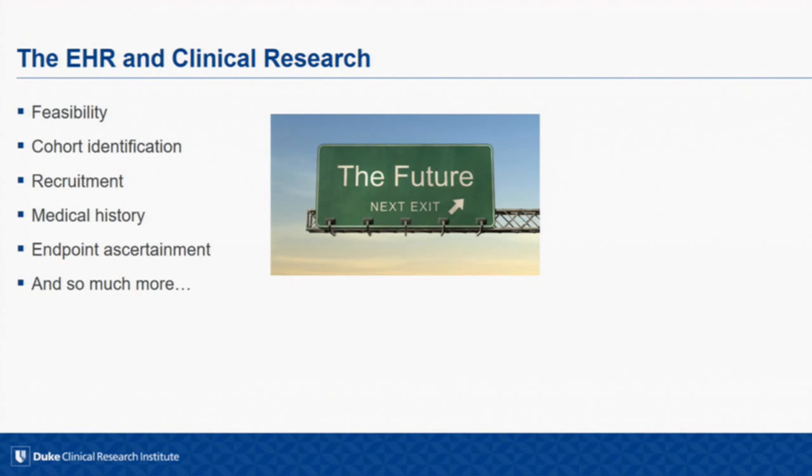So the electronic health record is already being used in clinical research, especially within clinical research trials. Here are some of the things that may or may not already be being done on trials. You might be using the EHR to do some feasibility analysis. How many patients are at this site? Do we have the right type of patients? Is this a big enough population to use for this trial or even proposing a trial?